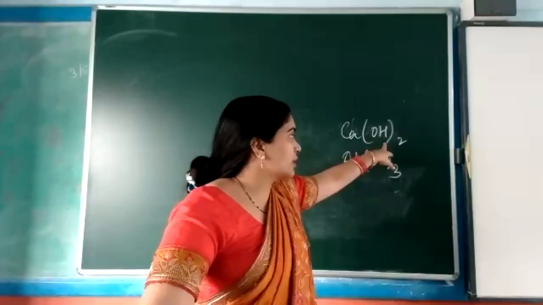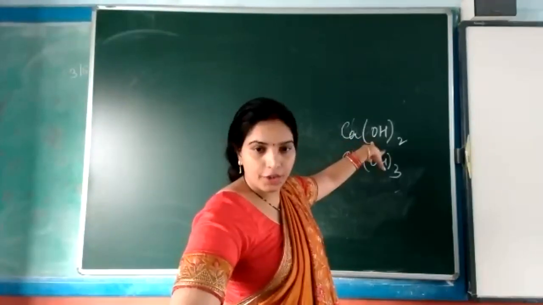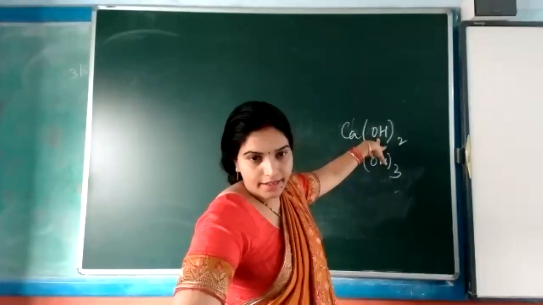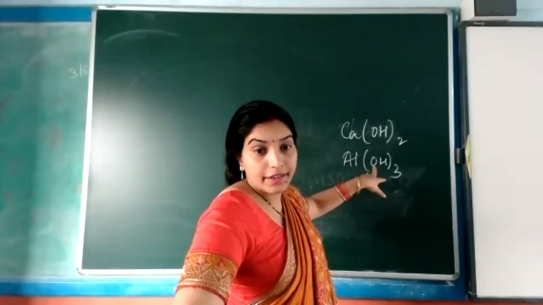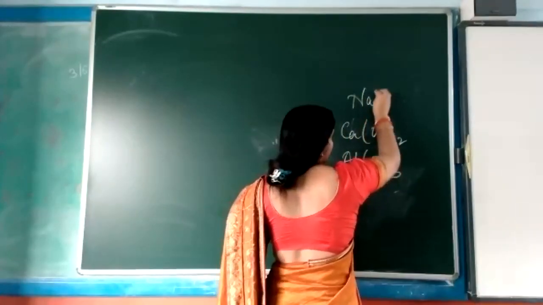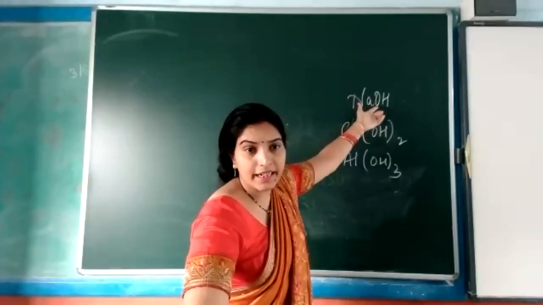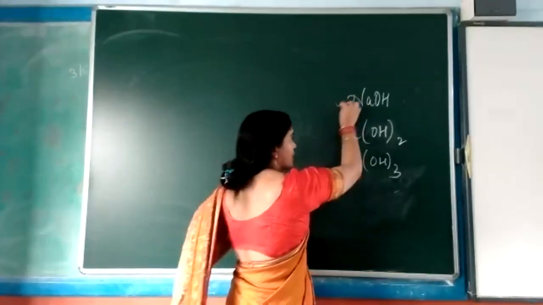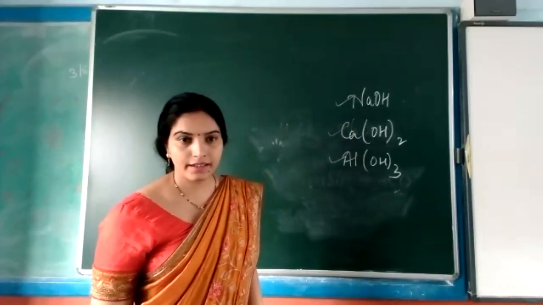Clear? Now this calcium hydroxide contains 2 hydroxyl ions, so generally we consider it a diacidic base. Clear? Aluminium hydroxide contains 3 hydroxyl ions, a triacidic base. If I write NaOH, it is also a base, but it contains only 1 hydroxyl ion. So this one is a monoacidic base, this one is diacidic, this one is triacidic. Clear?